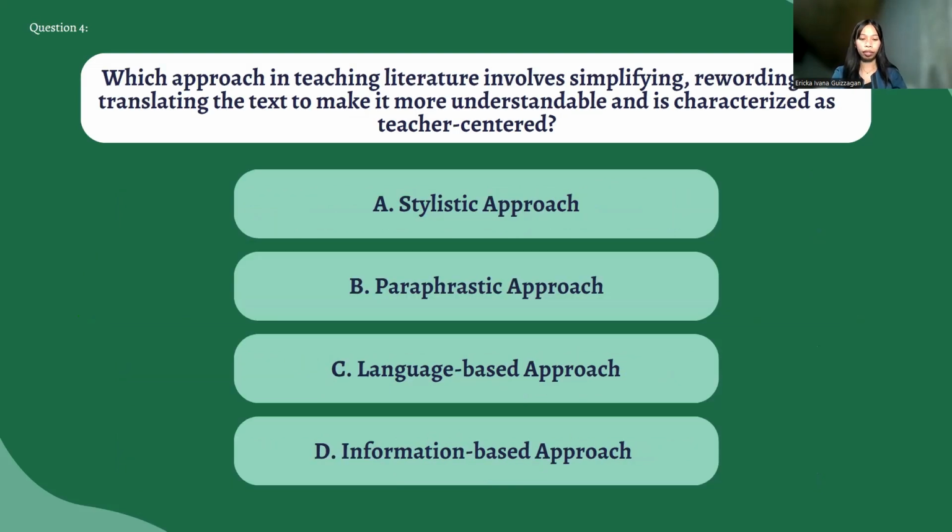Question number 4. Which approach in teaching literature involves simplifying, rewording, or translating the text to make it more understandable and is characterized as teacher-centered? A. Stylistic approach. B. Paraphrastic approach. Letter C. Language-based approach. Or letter D. Information-based approach. I will give you time to answer and you may pause this video.